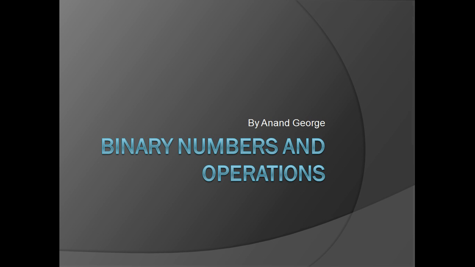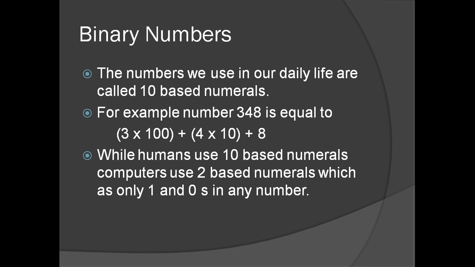In this presentation, we're going to discuss binary numbers and operations. So what are binary numbers? The numbers we use in our daily life are base 10 numerals. For example, the number 348 is equal to 3 times 100, which is 10 raised to 2, plus 4 times 10 raised to 1, plus 8.